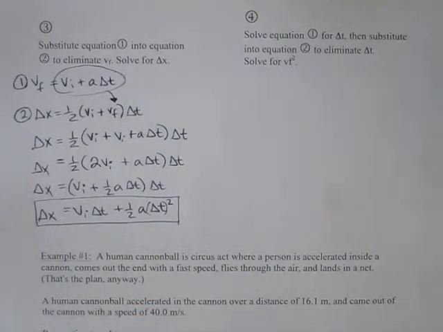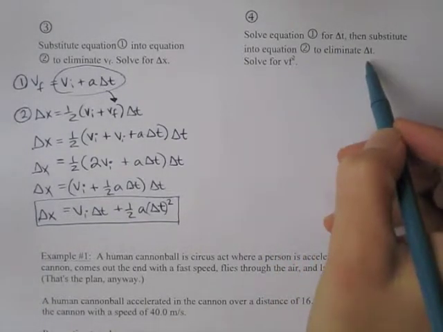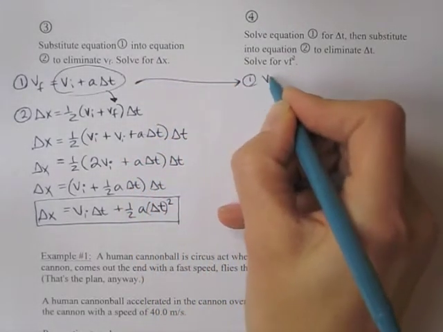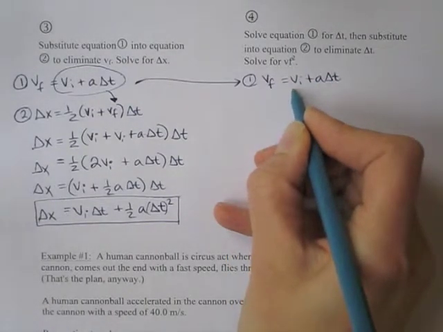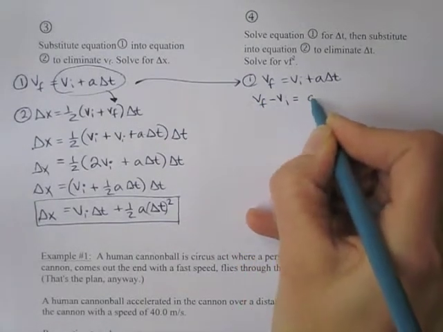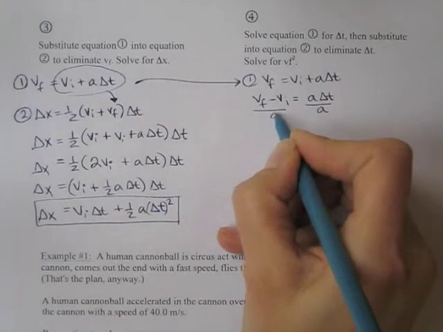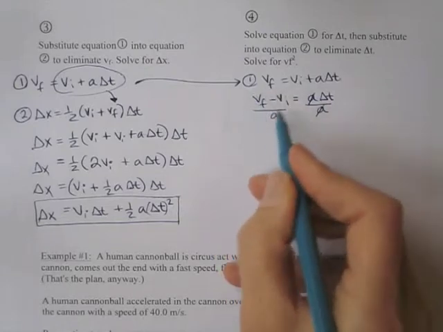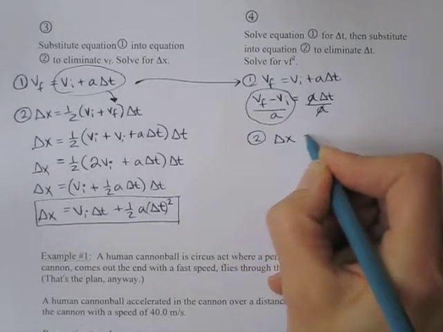Now to find equation 4. It says solve equation 1 for delta t, then substitute into equation 2 to eliminate delta t. So let's start with equation 1 and solve it for delta t. So I'm going to subtract vi from both sides. And now I'm going to divide both sides by acceleration. I'm trying to isolate the delta t. Okay, so we have delta t equals this thing.